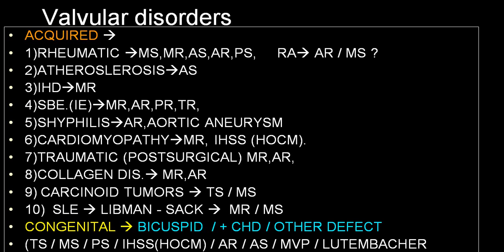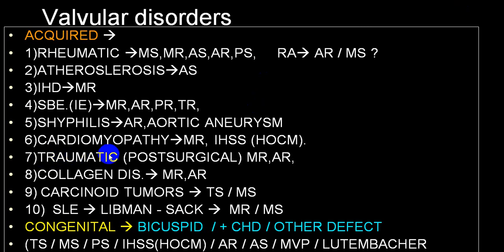Cardiomyopathy, by and large, is congenital, and a dilated cardiomyopathy will produce dilatation of the ventricular chamber, producing dilatation of the ring, and that will produce MR, very, very common. While the hypertrophic variety will produce subaortic stenosis like IHSS or HOCM, we call it idiopathic hypertrophic subaortic stenosis, or HOCM, hypertrophic obstructive cardiomyopathy. These are usually congenital. Dilated cardiomyopathy can occur in ischemic heart disease, diabetes, alcohol, etc.